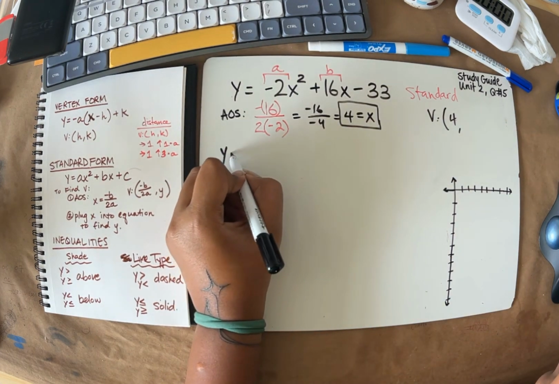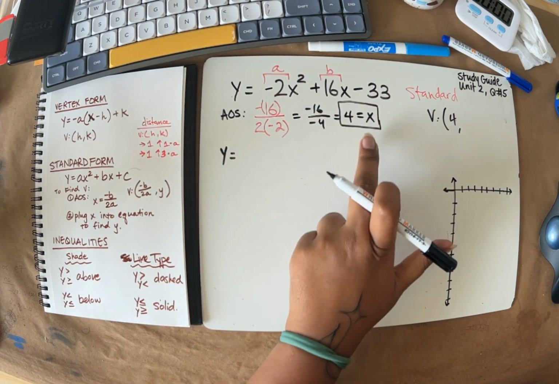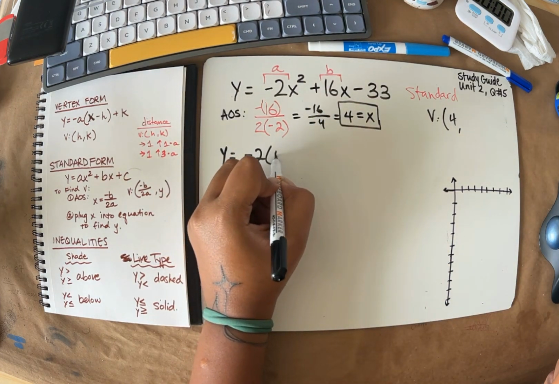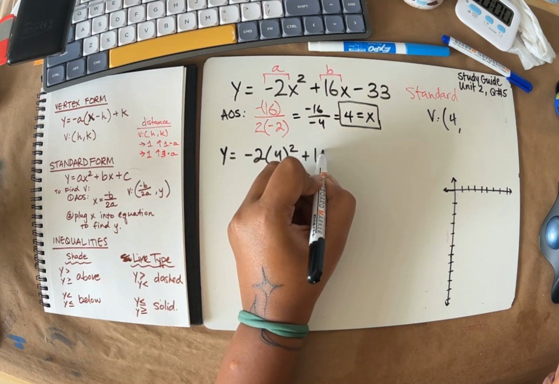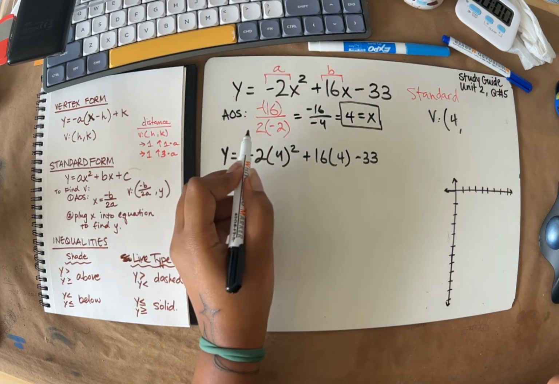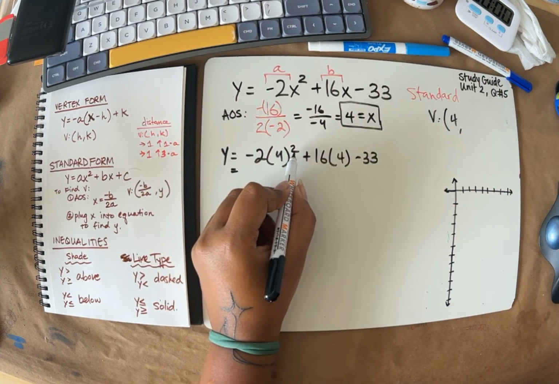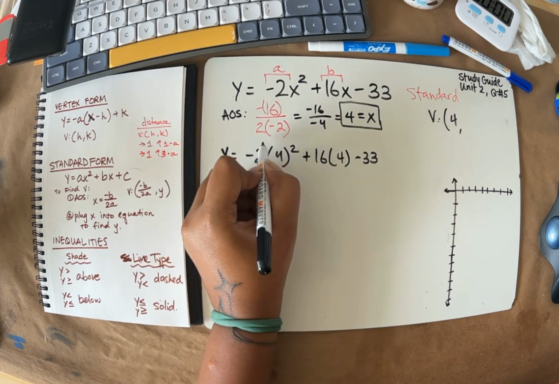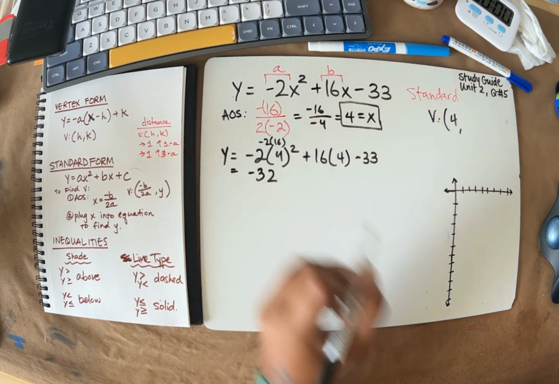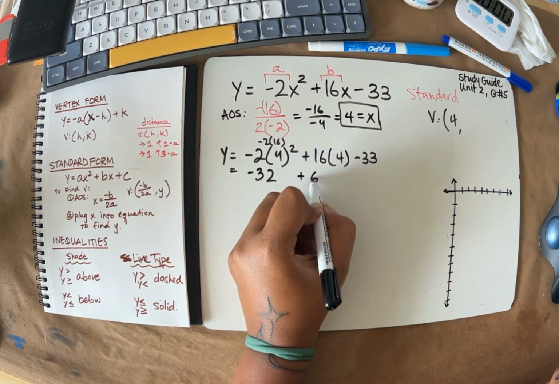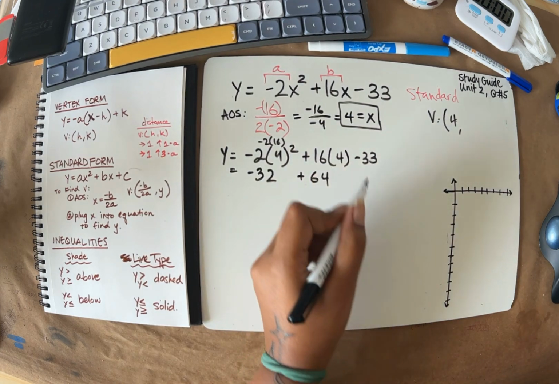To find my y value, I'm plugging it into this equation. I must plug my x value in for my x's. So I have negative 2 times 4 squared, plus 16 times 4, and minus 33. Here I have 4 times 4, which is 4 squared, so 16 times negative 2. Negative 32 is negative 2 times 16, if you're wondering how I got that. So I got negative 32 plus 64. 16 times 4 is 64.